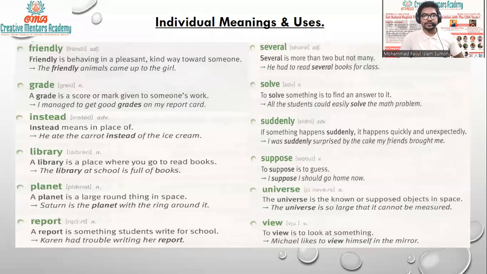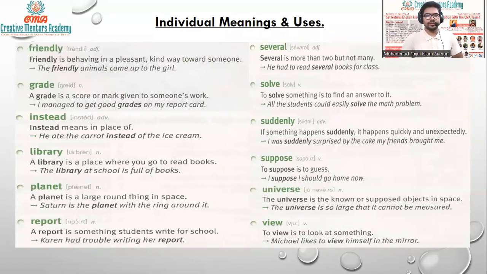And suddenly. If something happens suddenly, it happens quickly and unexpectedly. I was suddenly surprised by the cake my friends brought me on my birthday or whatever day it is. Suppose: to suppose is to guess, or suppose or say so. I suppose I should go home now.